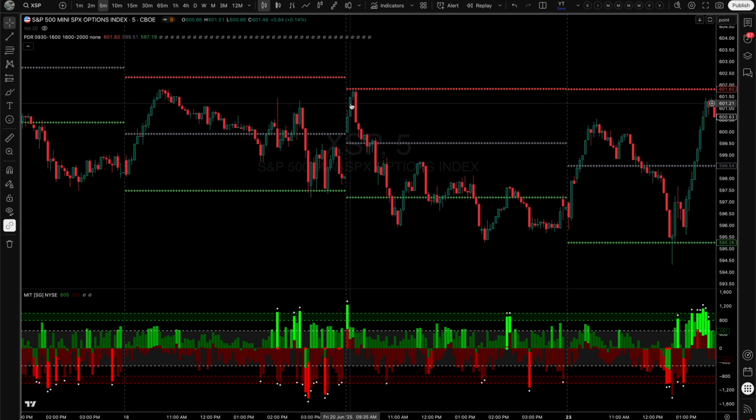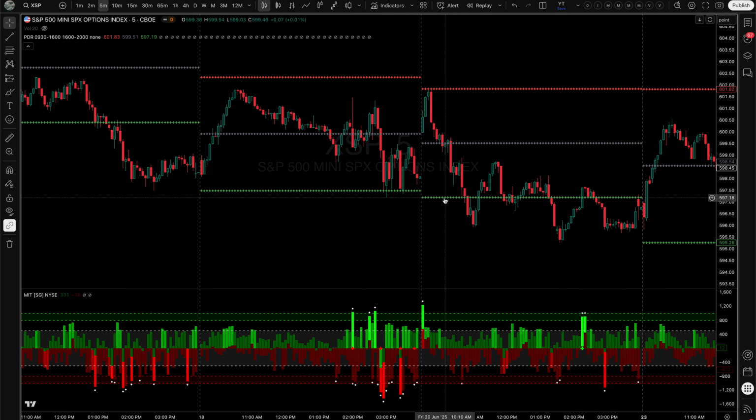I really like this one here. I just don't like the fact that it's right at the open. It's usually a very volatile time, and we weren't really near a key level. So it's not really a trade there.